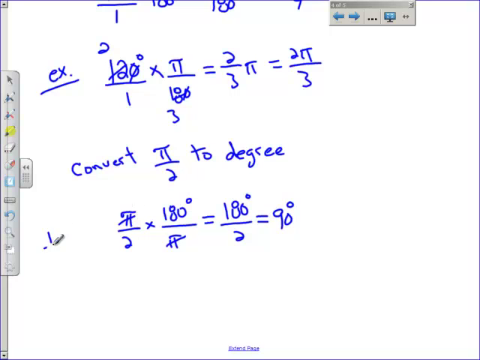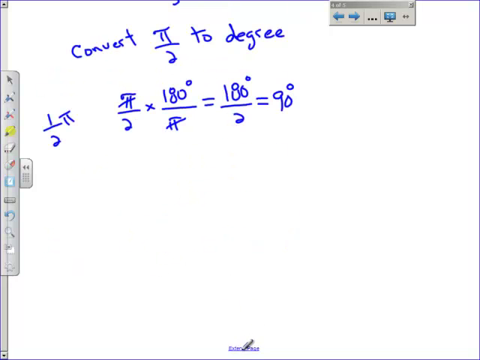Let's see if this makes sense. Pi over 2 could have been written as 1/2 pi. And since pi is 180 degrees, what's 1/2 of 180 degrees? Well, it's 90 degrees. So that makes sense. So there's a conversion from radians to degrees. Let's see one more. How about 5 pi over 4 to degrees?